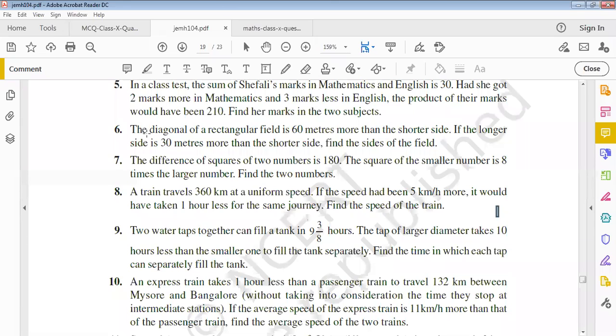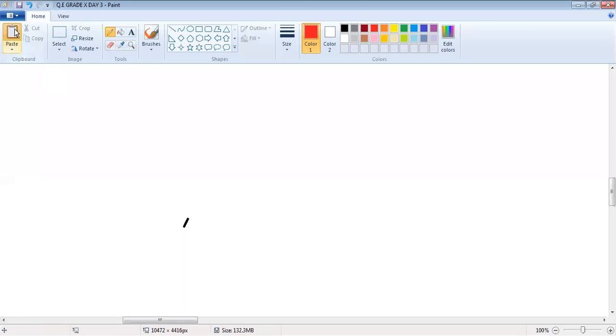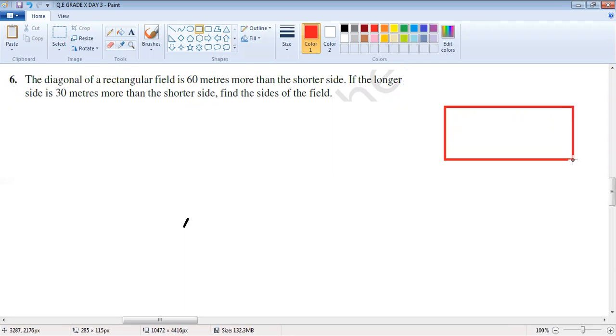Okay, then the diagonal one, I'll take this question. The diagonal of a rectangular field is 60 meters more than its shortest side. The diagonal. Okay, let us take this one. This is the diagonal. So now, what is it? 60 meters more than the shortest side.